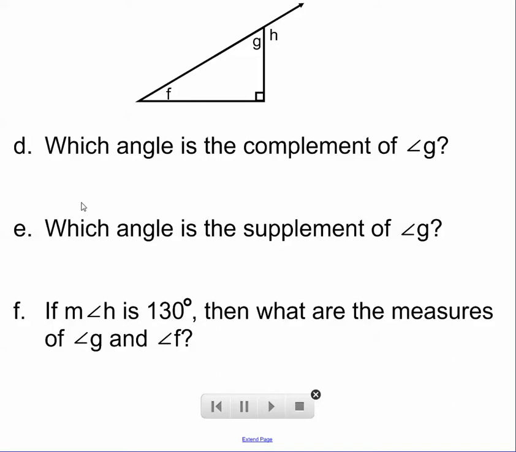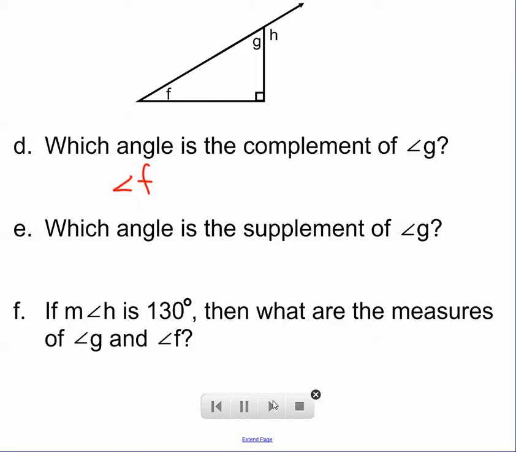Which angle is the complement of angle G? Complement means it is a complementary angle, meaning when you add it to angle G, it should equal 90 degrees, and that would be angle F. We know that because if this is 90, then the other two angles in the triangle should add up to 90 as well. So 90 between these two plus 90 for the right angle, that's 180 degrees in a triangle. So no matter what G is, G plus F is 90 degrees. So they are complements of one another, a pair of complementary angles.